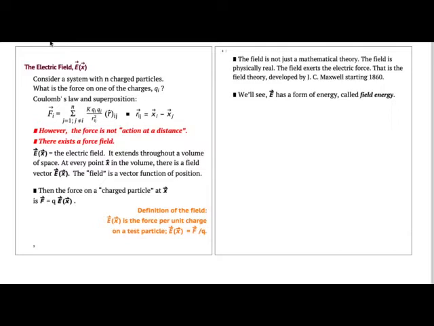We have studied in part 1 of the video electric charge and electric forces. And now in the second part of the video, we'll define the electric field.